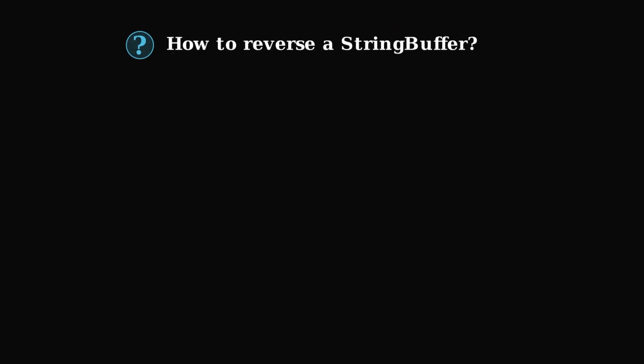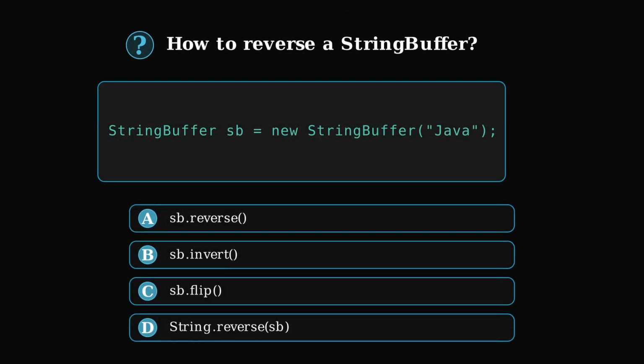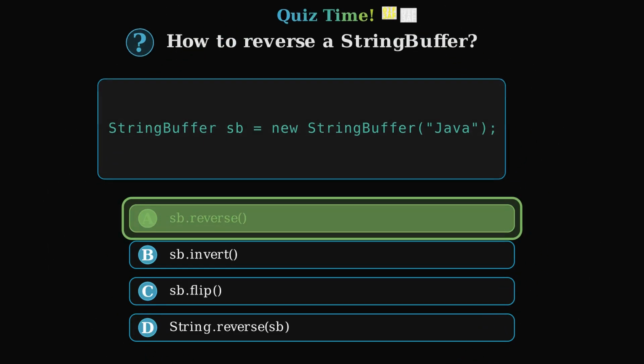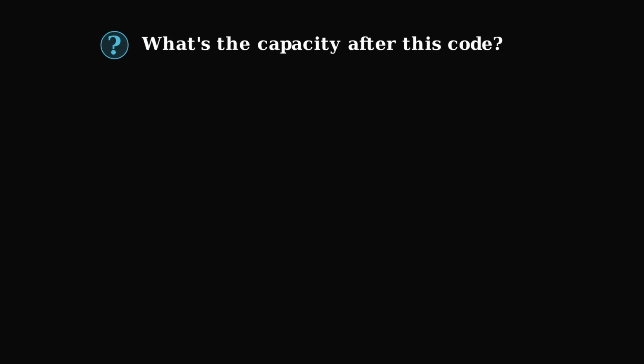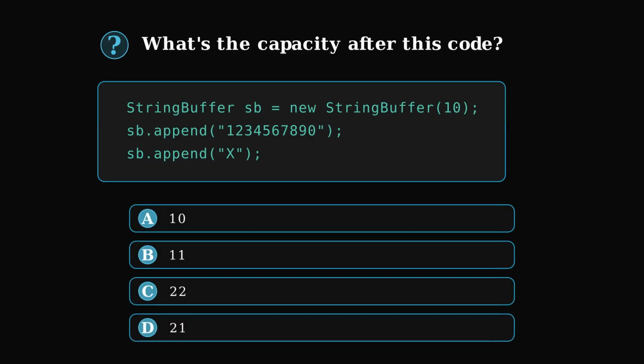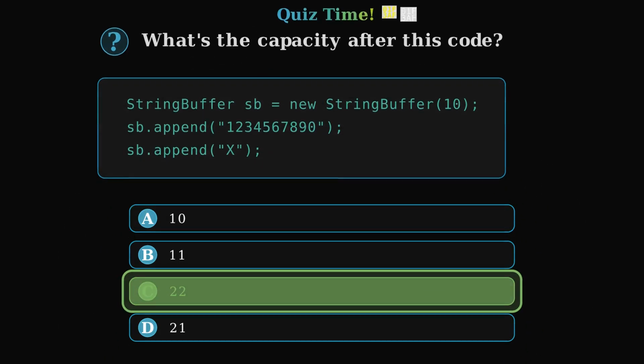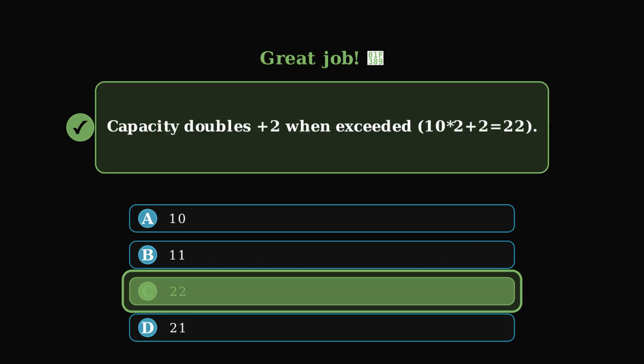How to reverse a string buffer? Which one is correct? The correct answer is reverse. Method modifies and returns the buffer. What's the capacity after this code? Which one is correct? The correct answer is capacity doubles plus 2 when exceeded. 10 times 2 plus 2 equals 22.